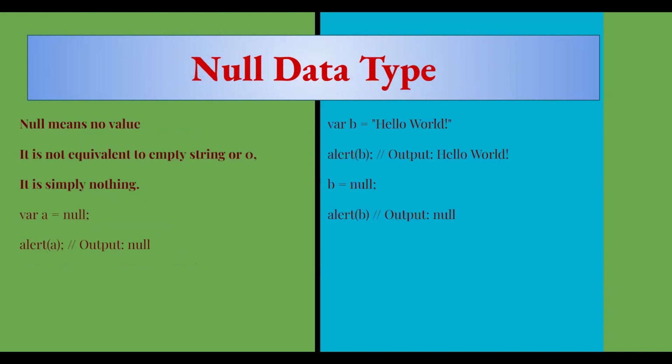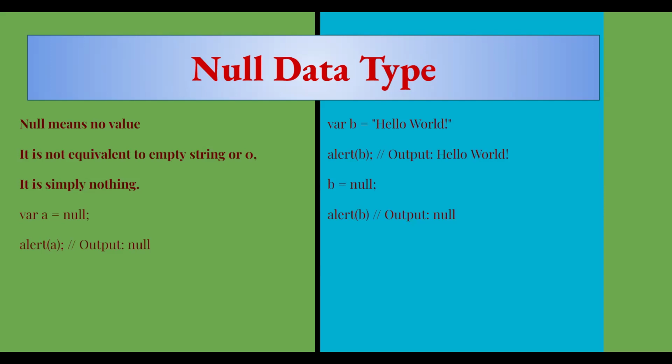Next is null. This is another special data type that can have only one value, that is null. A null value means that there is no value. It is not equivalent to an empty string or zero. It is simply nothing. A variable can be explicitly emptied of its current contents by assigning it the null value.